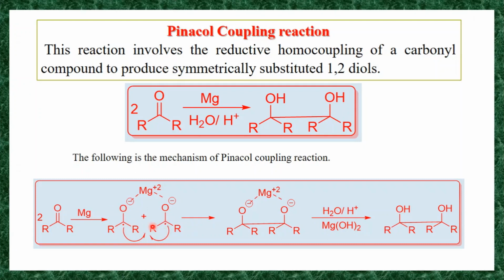Now the next step: your magnesium forms a covalent bond with this. Then there is simply the homocoupling of these two radical anions, and you will get this compound. Then simply work up: this oxygen anion takes this proton and converts to the 1,2 diol. So this is the simple reaction mechanism of the Pinacol coupling reaction.